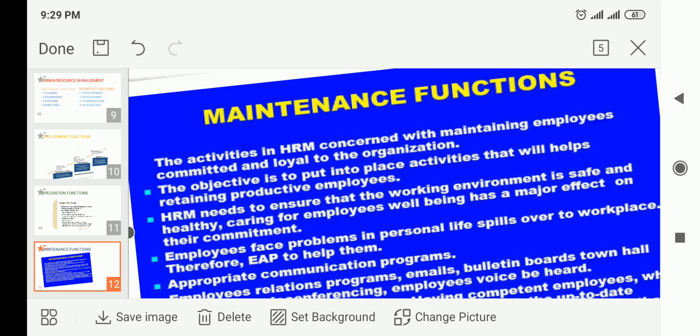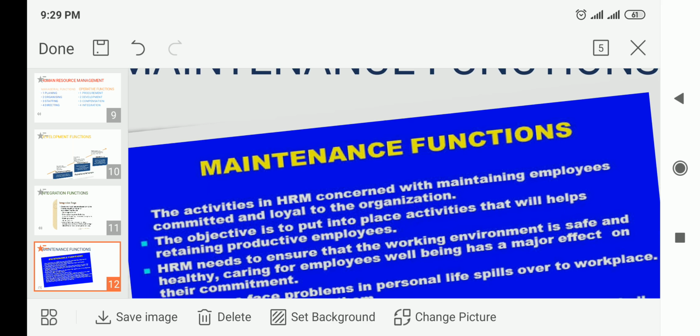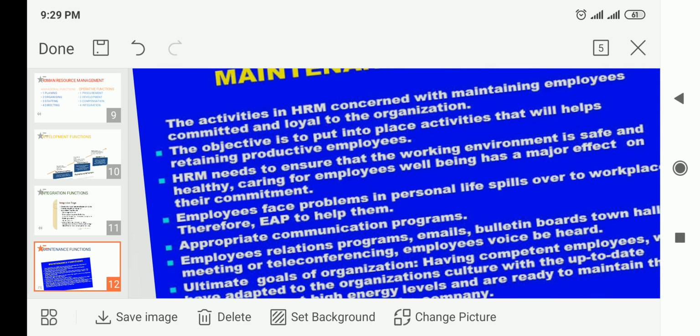Work culture, another problem, another throwback of work culture, work environment. Employees face problems in personal life, or life skills carried over to the workplace. Therefore, EAP to help them. You need maintenance functions. Appropriate communication programs are again very important. Now, employee relations programs: emails, bulletin board, town hall, video conferencing, so that the employees' voice is heard. All these things are taken care of. Now we move on further.